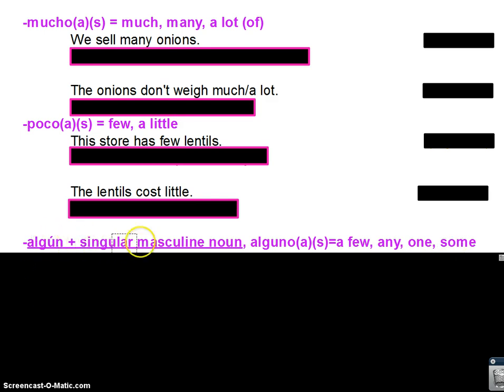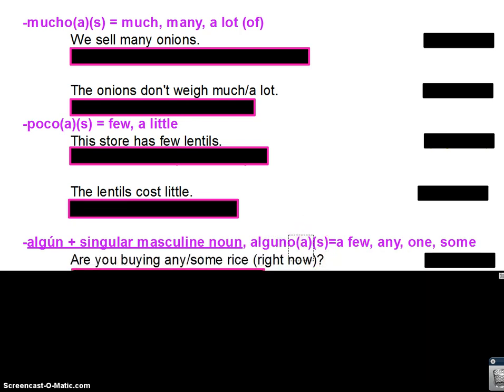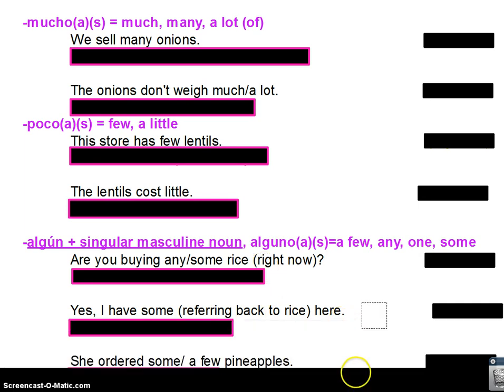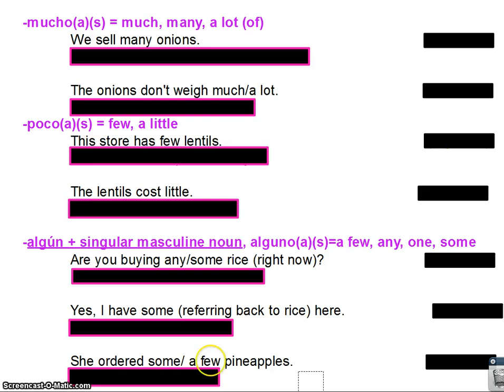Our next indefinite is how we say a few, any, one, or some, which is algún, if it's followed by a singular and masculine noun, or if it's not, alguno, alguna, algunos, or algunas. Are you buying any rice or some rice right now? Yes, I have some, referring back to rice here. And she ordered some or a few pineapples. Please go ahead and write down these example sentences, leaving room for the Spanish and answering whether you think those are adjectives, adverbs, or pronouns.